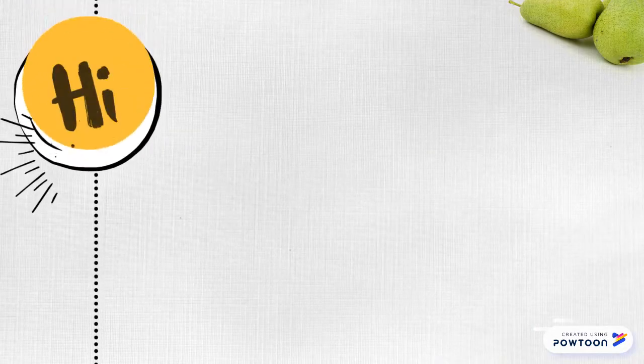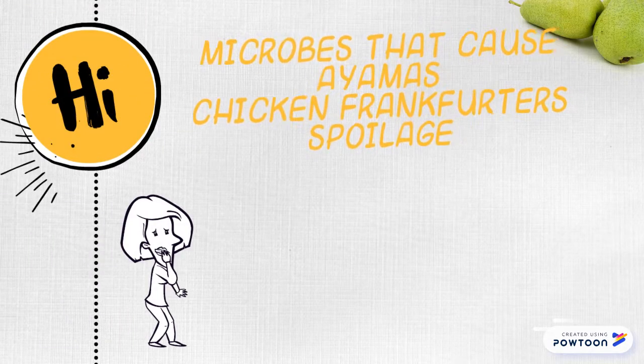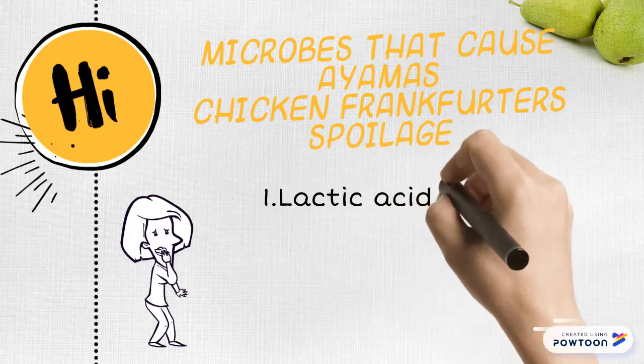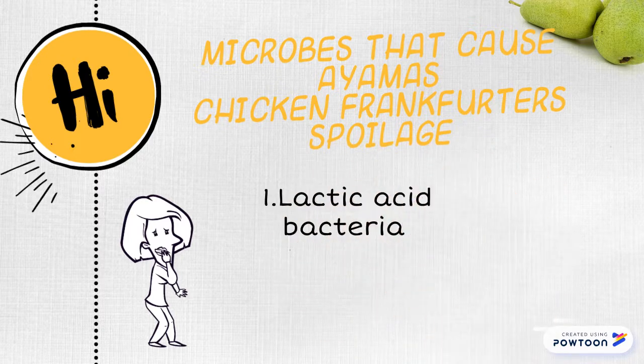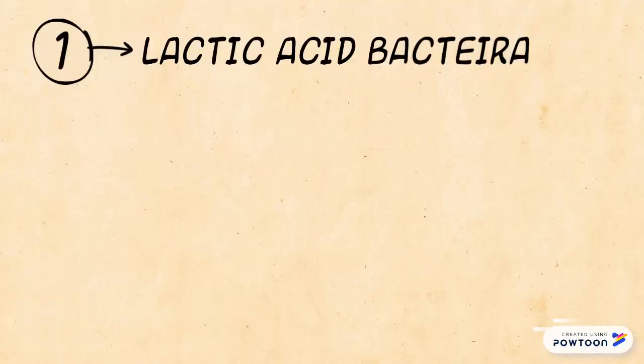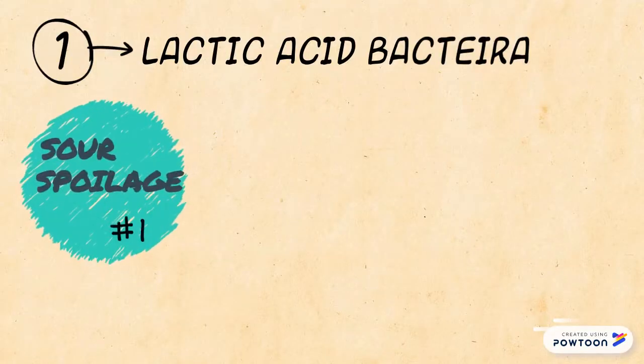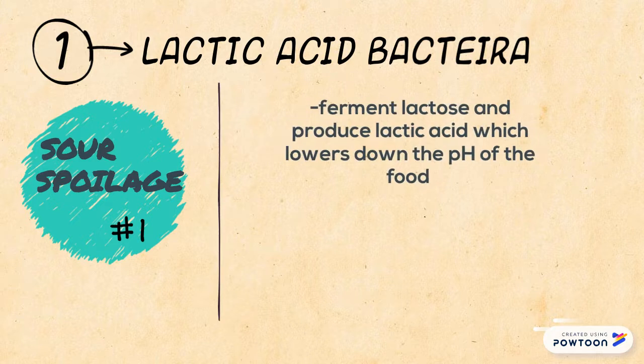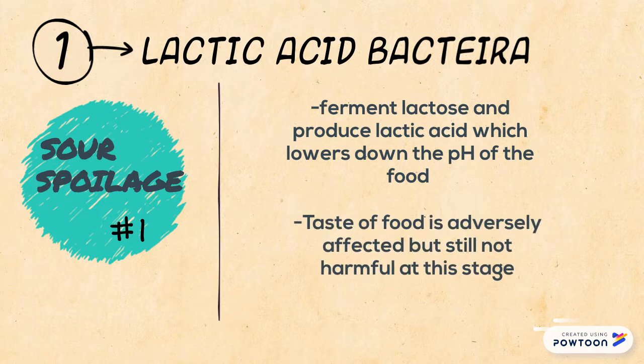Now we are going to talk about microbes that cause spoilage to our food product, Ahmad chicken frankfurters. The bacteria that we are going to introduce are lactic acid bacteria and Pseudomonas species. Lactic acid bacteria cause sour spoilage to the food. It ferments lactose and produces lactic acid, which lowers the pH of the food. The taste of the food is adversely affected, but still not harmful at this stage.